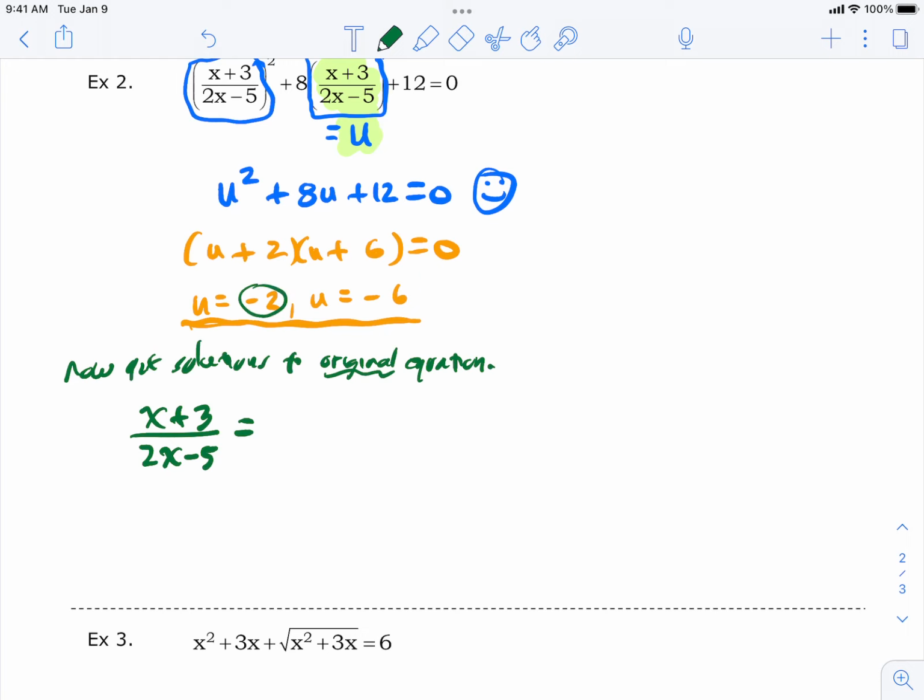And this is saying that u could be negative 2. And this other one over here is saying that u could be negative 6. So take that (x + 3)/(2x - 5), set it equal to negative 2, set it equal to negative 6. Solve those equations. When we solve those equations, we've solved for x and we're good. So, how do you want to solve these equations?